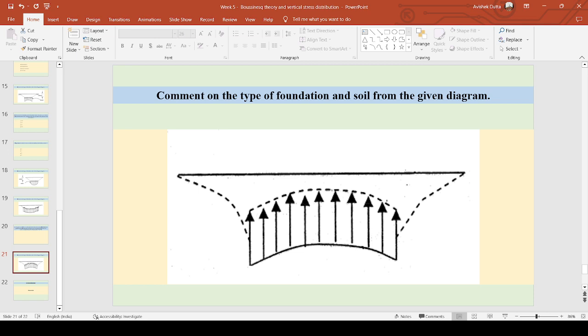So, what will be the type of foundation and soil as can be identified from the given diagram? To comment on the type of foundation and soil from the given diagram. Okay, so this is the end of the questions.